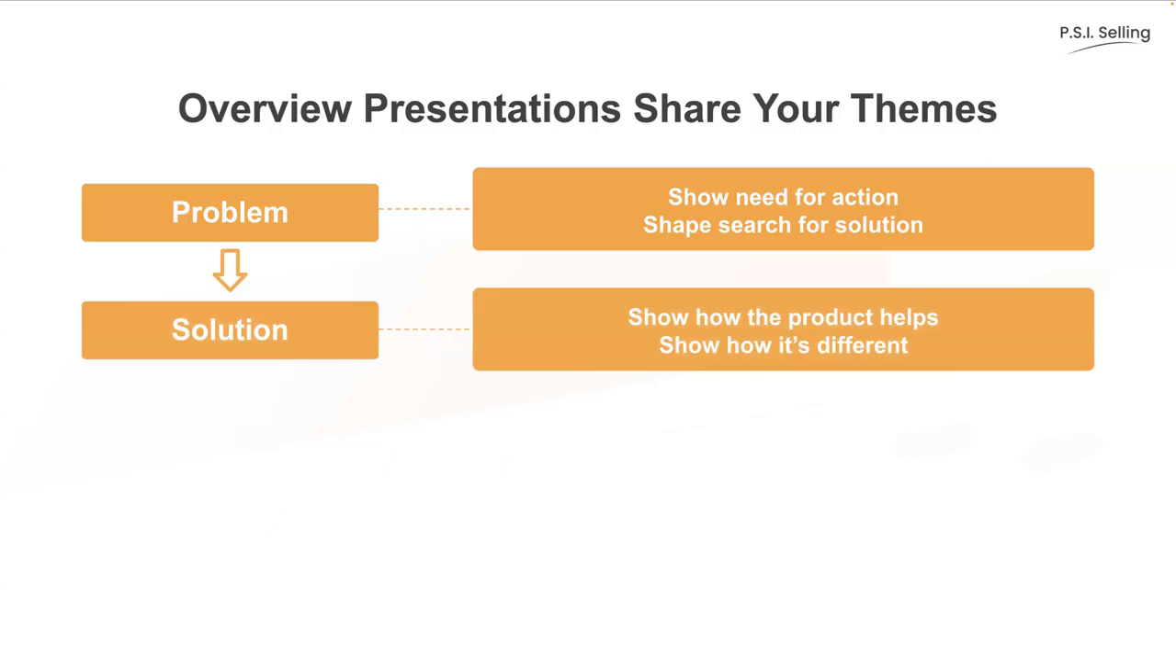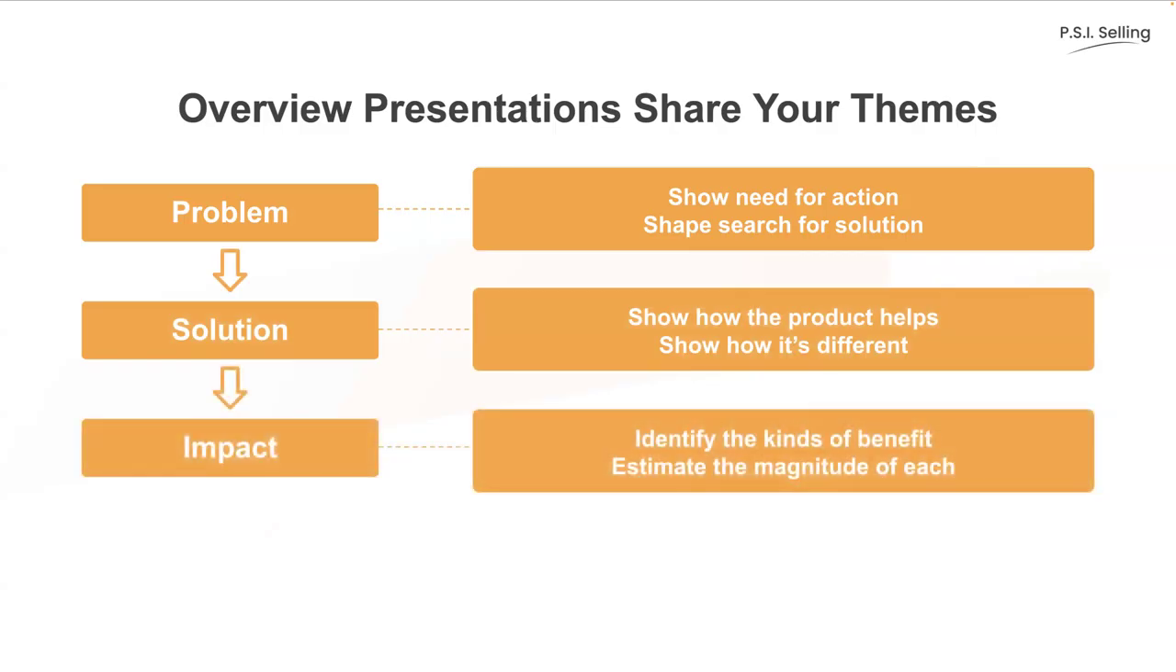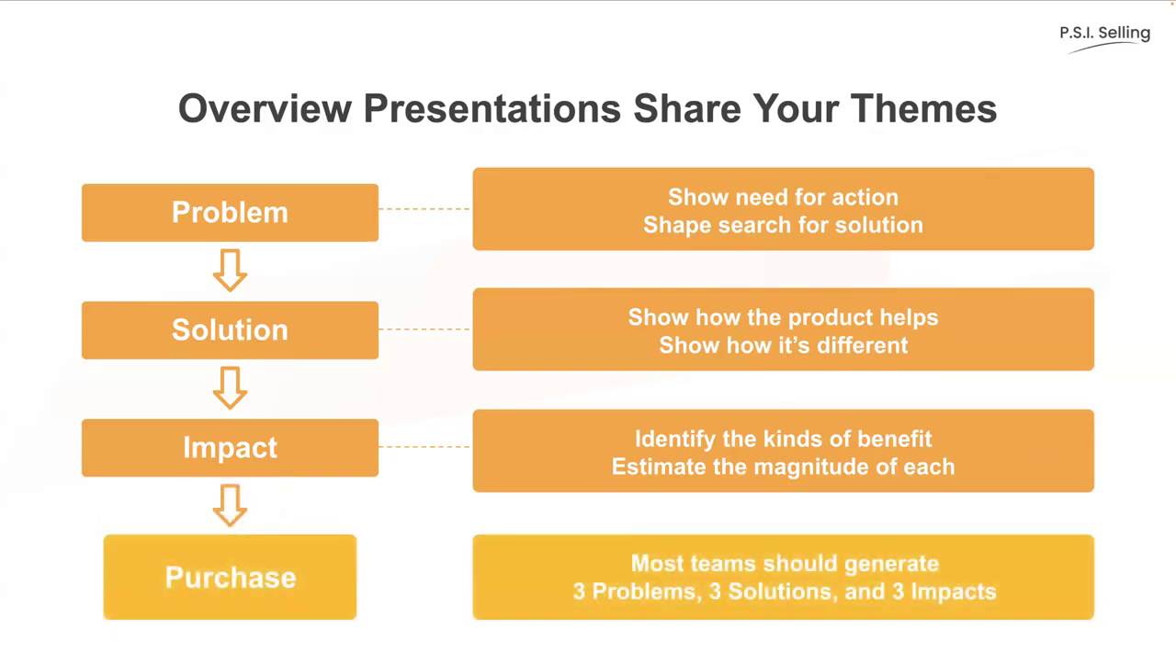And your solution themes are going to show how the product is going to help the prospect and also show them how it's different from the status quo and from alternatives. Those solution themes in turn set up the impact themes. And these identify the types of benefit that the prospect will get, and they estimate the magnitude of each of those benefits. So the idea here is that problems lead to solutions, which lead to impacts, right? P.S.I., hence P.S.I. selling. And this sort of mutually supporting set of themes ultimately leads the prospect to choose to make a purchase.